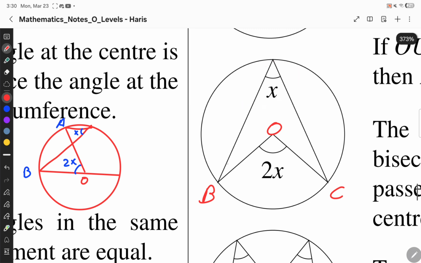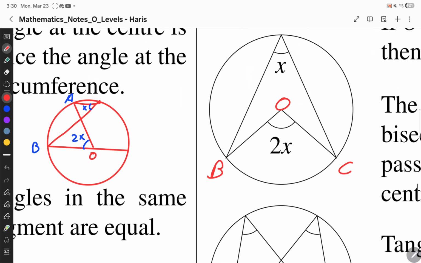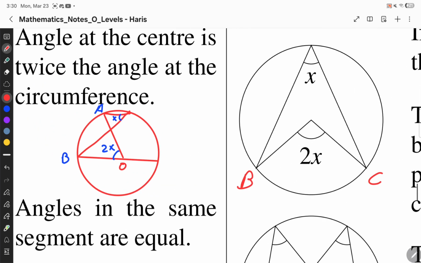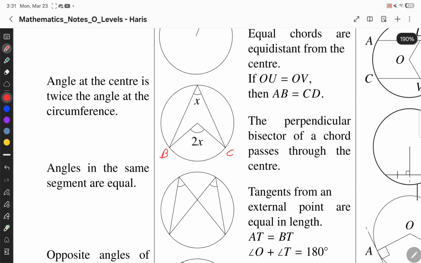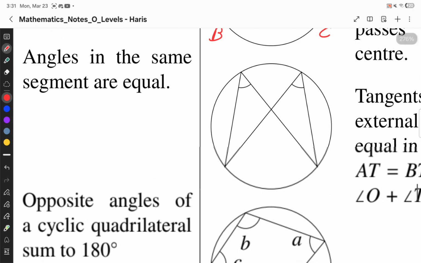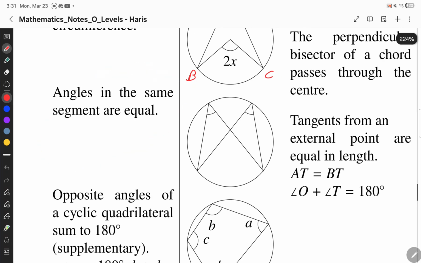So to recap, if this angle is being made by 2 lines and by 2 points, and these 2 points have a radius drawn to them, then you can apply this rule anywhere you like. There might be other examples, but that is the only case you have to be careful for. Okay, and next is angles in the same segment are equal.